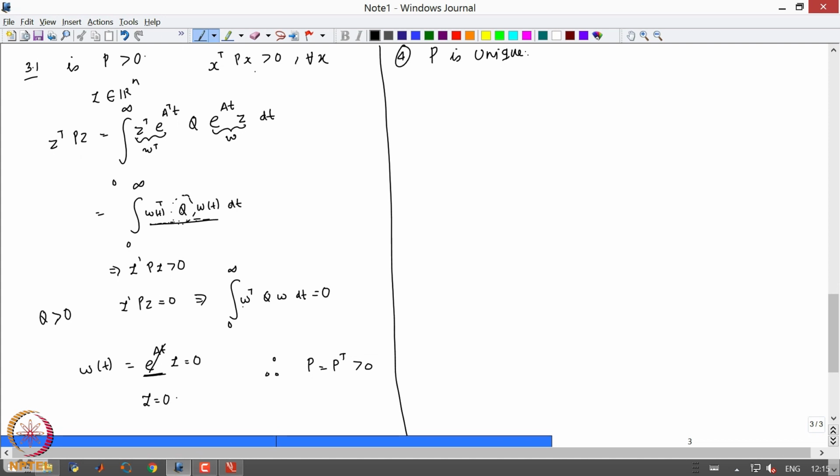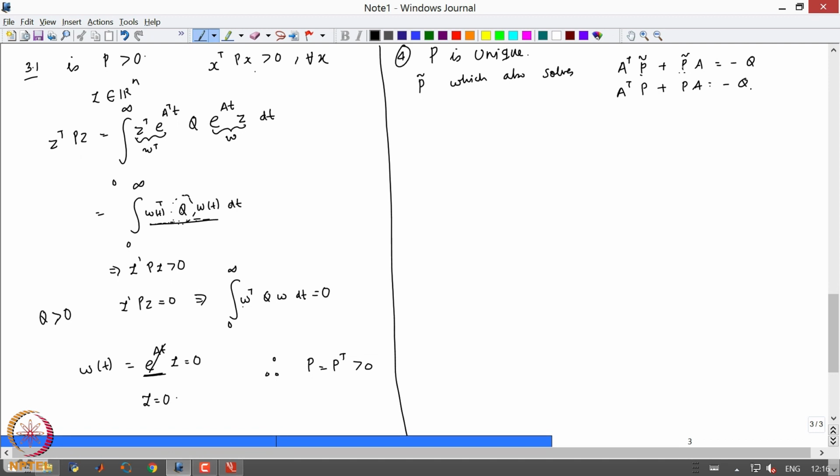Okay. Now let me just consider any other P tilde which also solves this thing: A transpose P tilde plus P tilde A is minus Q, right. What I already know from the first 3 points here is that P is also a solution. So this guy P tilde comes from nowhere and claims that okay, I am also a solution.